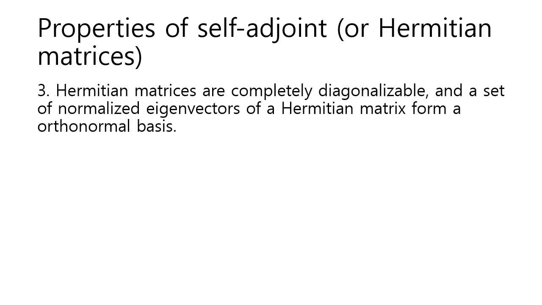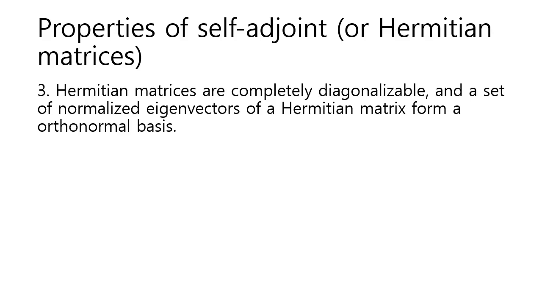Part 3. Hermitian matrices are completely diagonalizable, and a set of normalized eigenvectors of a Hermitian matrix form an orthonormal basis. Now, the full, rigorous proof of this is rather involved, and I don't think I'll be able to show it to you. So I'll give you a heuristic argument.